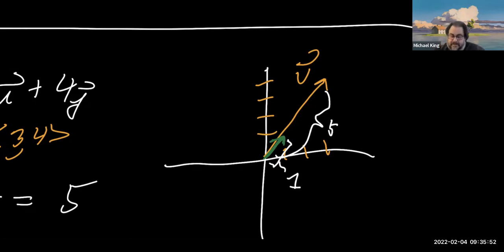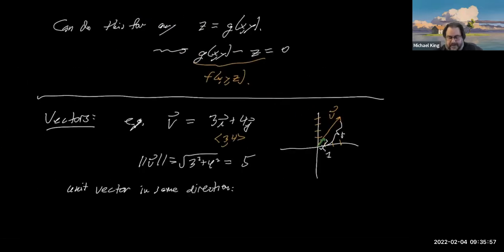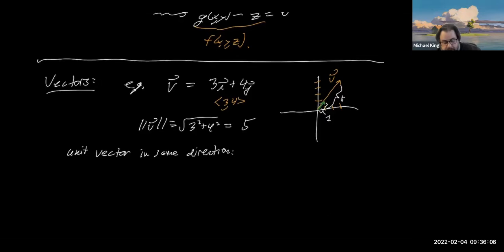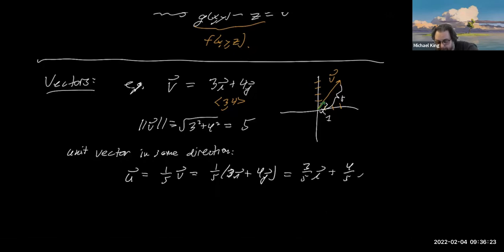The easiest way to do it is just to scale the vector down by a factor of 5, like multiply the vector by 1/5, because that'll make it length 1. So u is 1/5 of v, which here would be 1/5 of 3i plus 4j, which is 3/5 i plus 4/5 j.